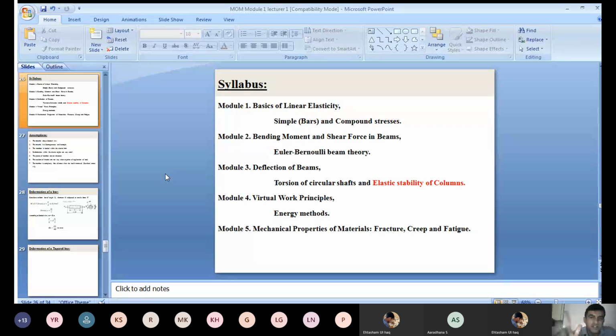Clear? Clear? On the different mechanical components or aerospace components. Okay, sir. Any doubts? No, sir. No doubt.